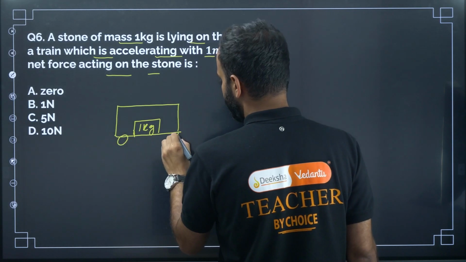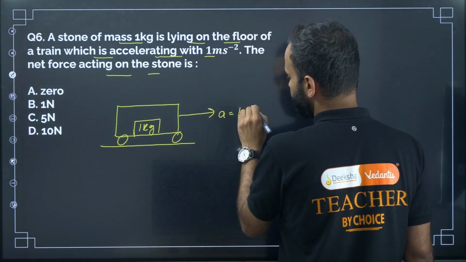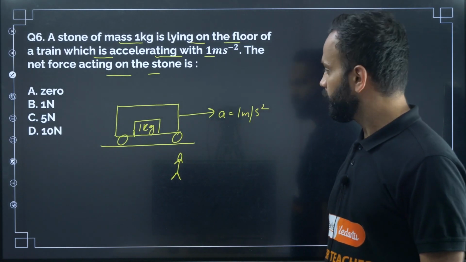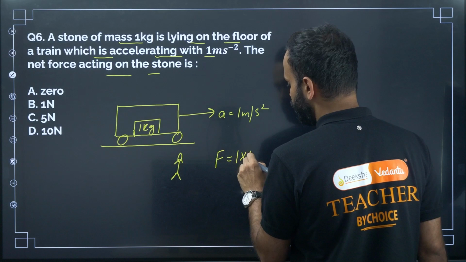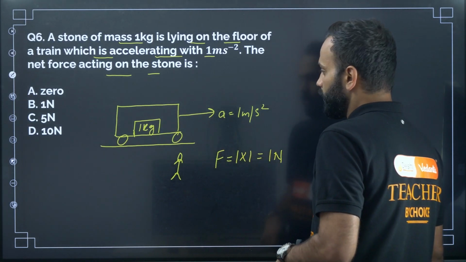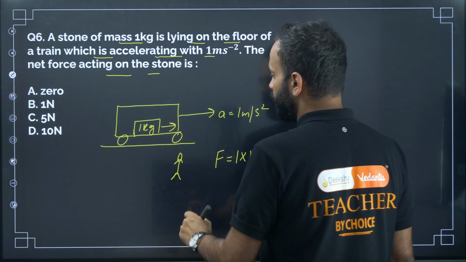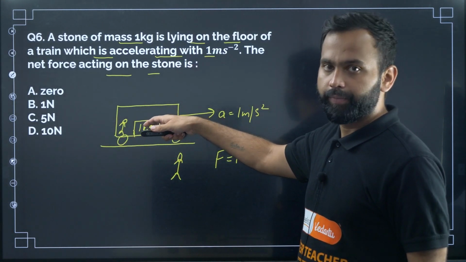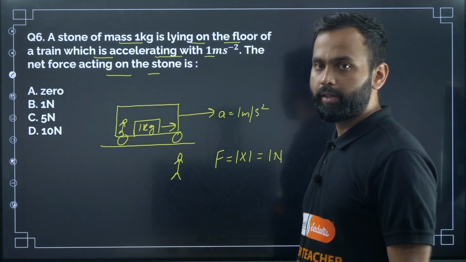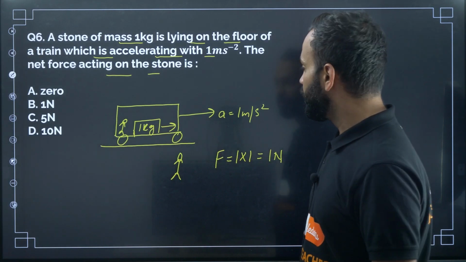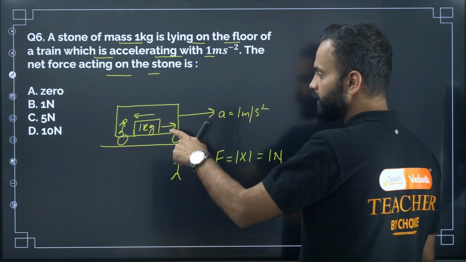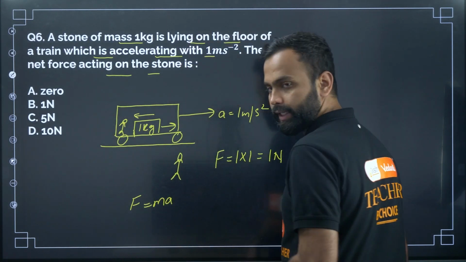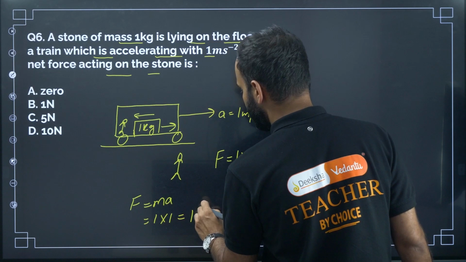1 kg block, train moving with acceleration 1 meter per second square. From the ground frame of reference, the block is also moving with acceleration 1 meter per second square. So the force acting on the block is equal to 1 kg into 1 meter per second square, which is equal to 1 Newton. The force is acting in the direction of the train's motion. Now from the accelerating frame of reference, that is the man inside the train, the block is at rest. But we need to find the force acting on the block, so in this case apply pseudo force, which is opposite to the direction of the motion of the train. Now F equal to m into a, pseudo force. m is 1 kg, a is 1 meter per second square, equal to 1 Newton. So the correct option is B.